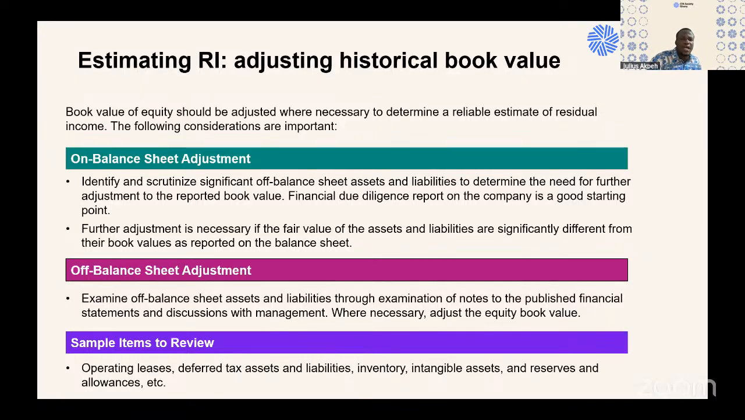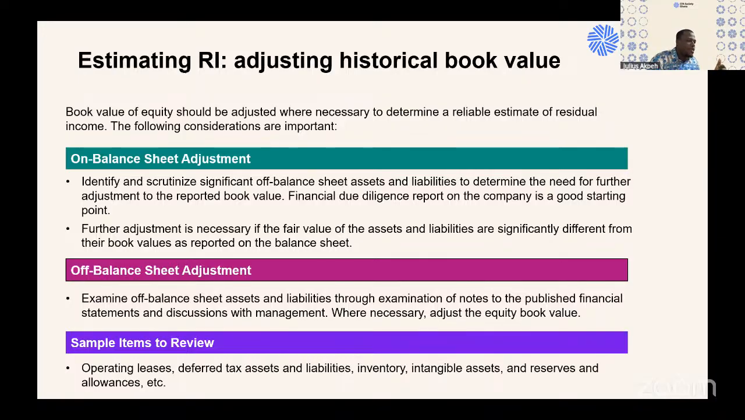Then off-balance sheet adjustment. You examine the off-balance sheet assets and liabilities through examination of the notes to the published financial statements and discussions with management. When necessary, you adjust the book value of equity again. Now, the whole idea is that the reason why the equity book value will be adjusted in this case is that if we review, let's say, the impairment charges, and we notice that additional impairment has to be charged, when it is charged, where does it have to go? Often, when impairment is charged in the normal course of work, we pass it through the P&L.